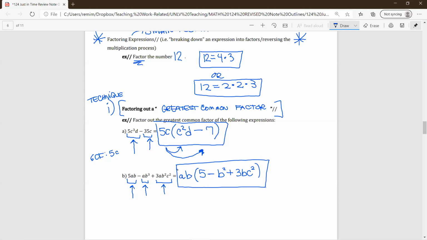And again, if you want to check your answer, you can distribute. I'm not going to do that. You should do that on your own. Just check the answer, make sure that it does come out to what we started with. So here our GCF was ab because that's what all three terms had in common. But again, that's not the answer because it didn't ask us what's the GCF. It asked us to factor, which means break it down into multiplication. And that's what we did.